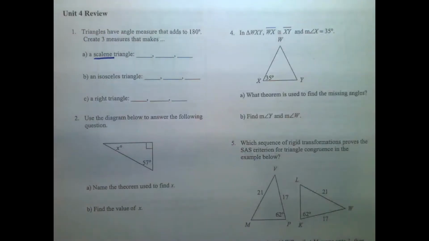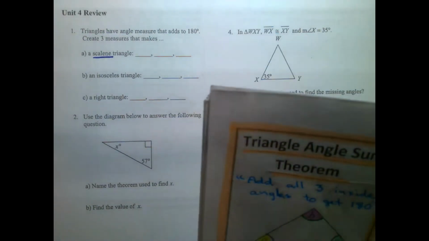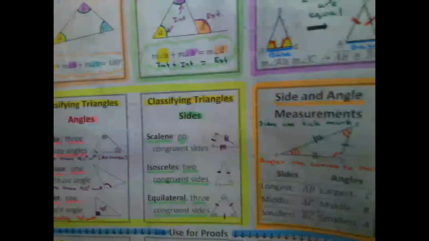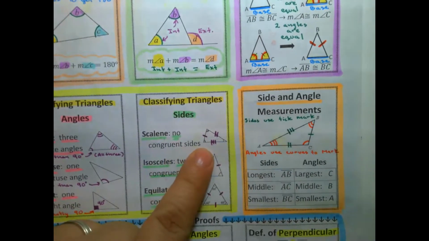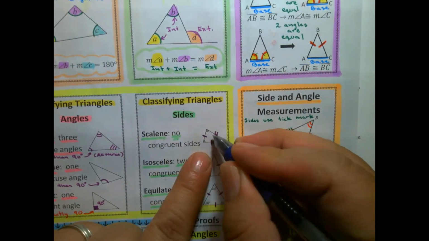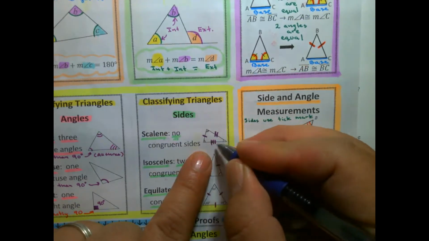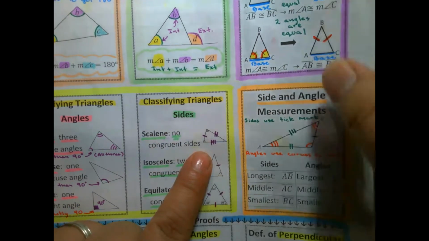Now remember, when you're looking at your word wall, it says that a scalene triangle has no congruent sides. Now, if you look at the picture, it also shows that none of the three angles can be equal to each other. In a scalene triangle, all angles must be different as well when you look closer into that picture.